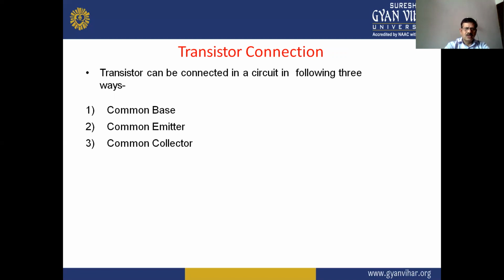So what is the common base connection? In common base connection, the base is common between the input signal and output signal. What is common emitter connection? The emitter is common between the input terminal, or input signal, and the output terminal, or output signal. And like this, in common collector connection, the collector is common between the input terminal and output terminal. So there are a total of three transistor connections.